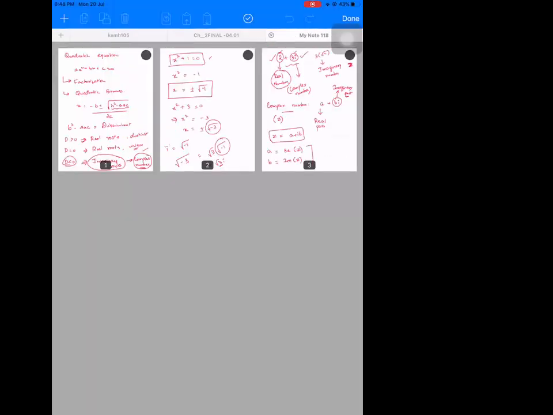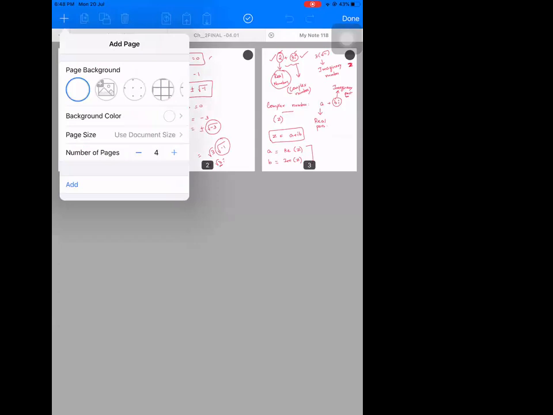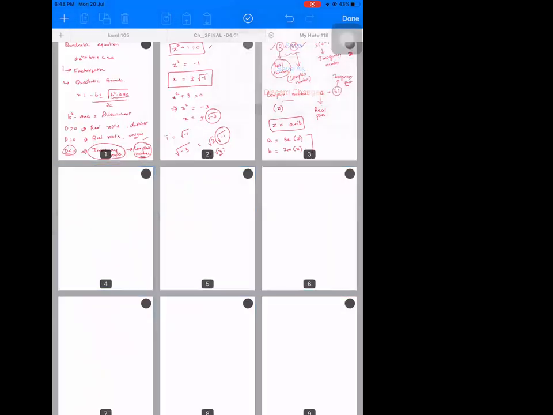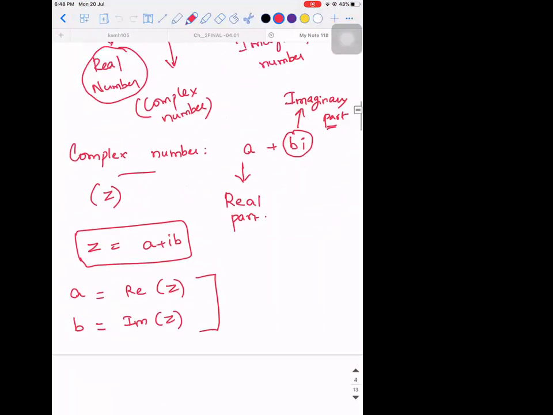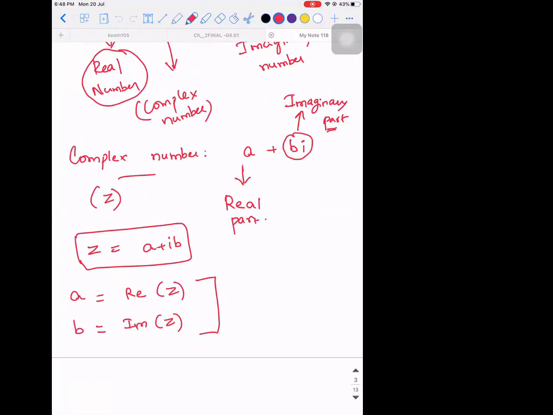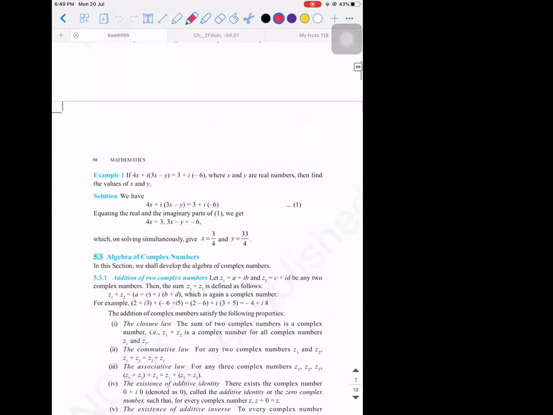Wait, add some pages. Copy it. Mithun, let me know once you're done. Please, sir.